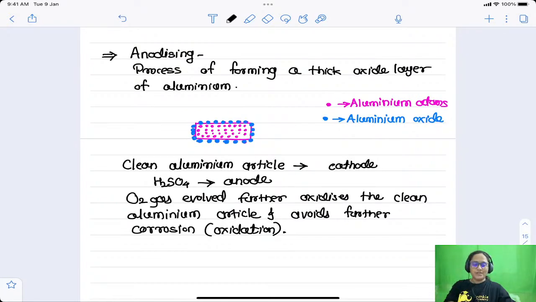So today we will stop here only. In the next class we are going to see the next reaction of metals and non-metals.